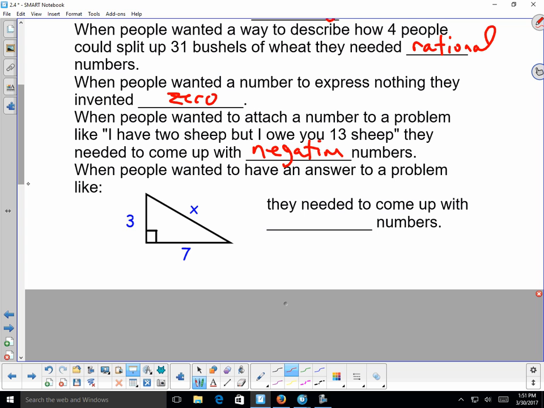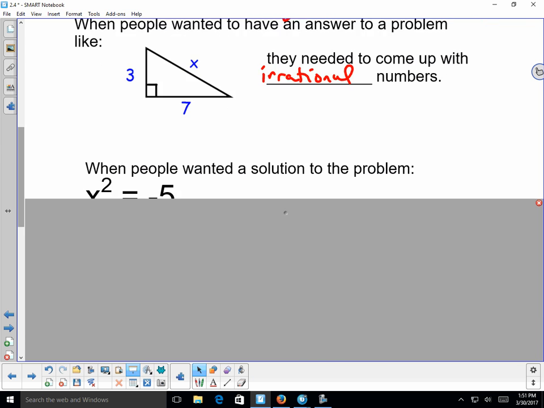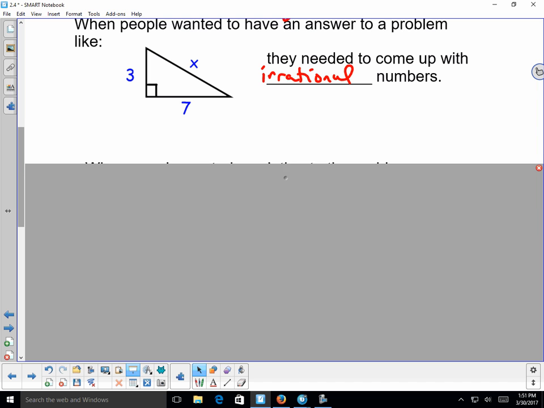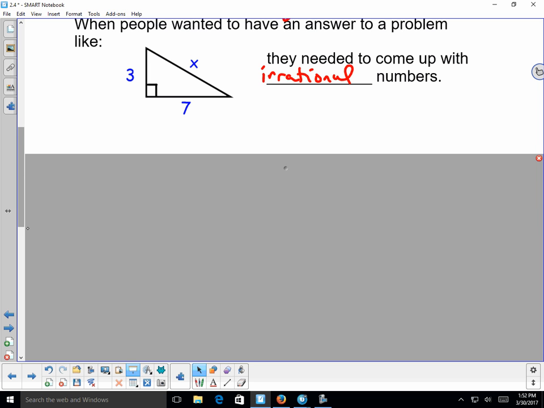No, because the solution for this would end up being a radical, right? So they had to invent irrational numbers. So that brings us to my point, which is anytime a new problem came up that people wanted to solve with math, they would have to expand their knowledge of numbers or invent numbers to help them answer questions.